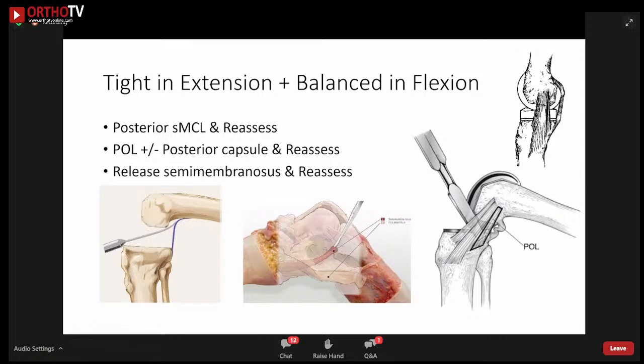Sometimes you know that it's a significant varus deformity. You do all this as a single step in the beginning, but as a beginner, go step by step. And once you get the hang of it, things come easily to you.